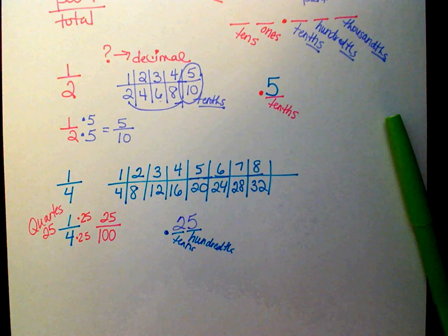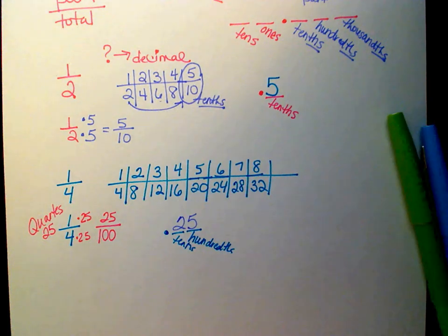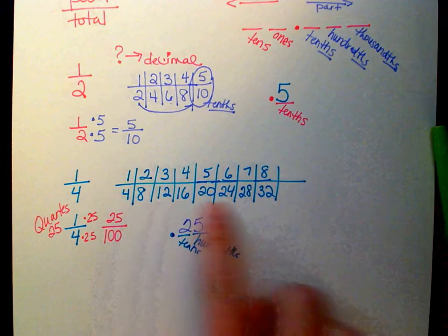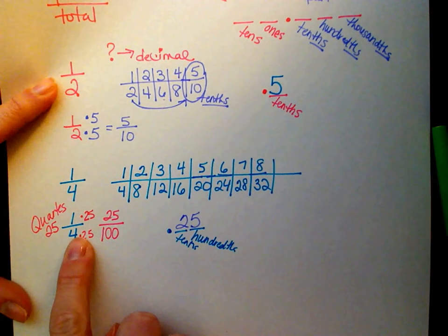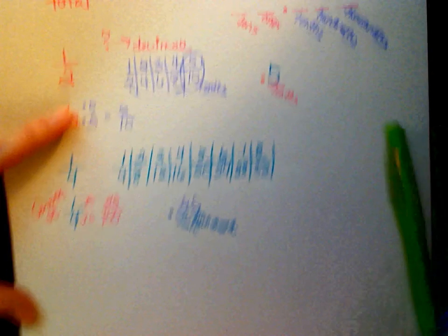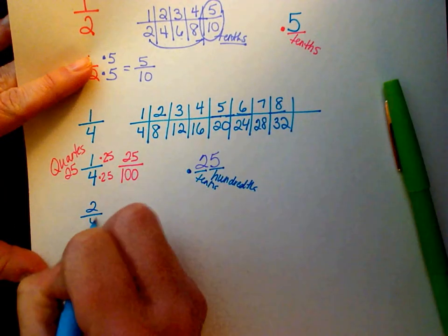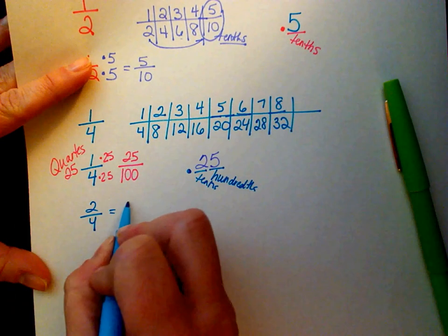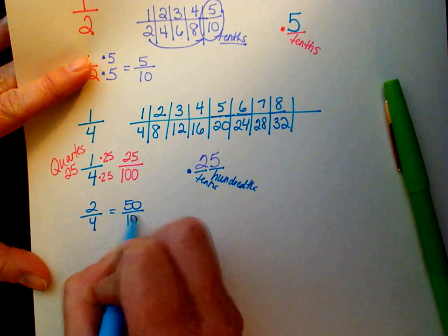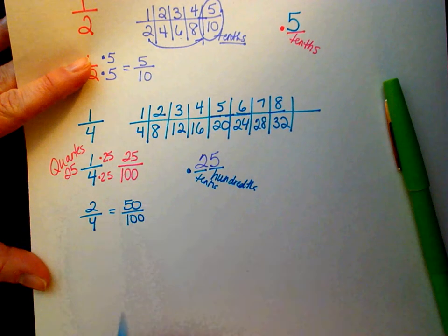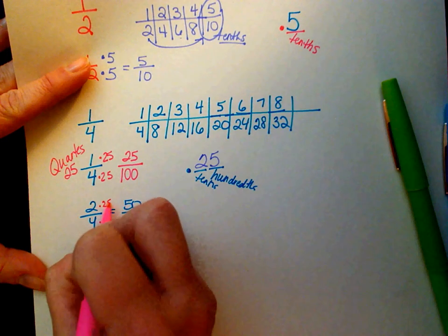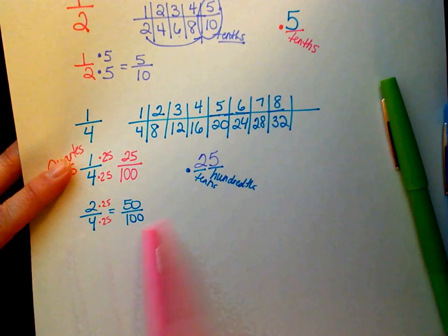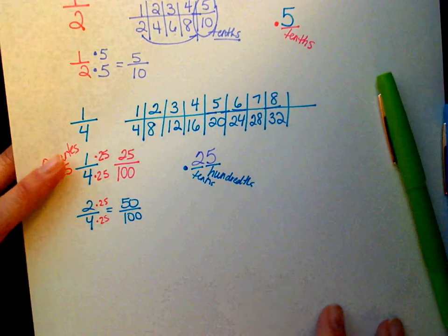Those two match. So the fourths we think of quarters, and that's why we don't want to have to do all this. It's going to take way too much time. So fourths think quarters. So I know that 2 fourths is the same as 50 hundredths, because I would multiply by 25. 3 fourths, well, 3 quarters is 75.